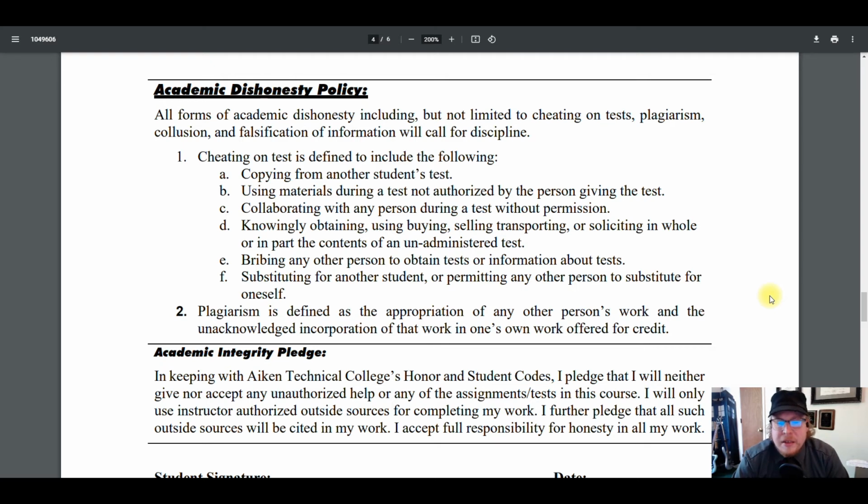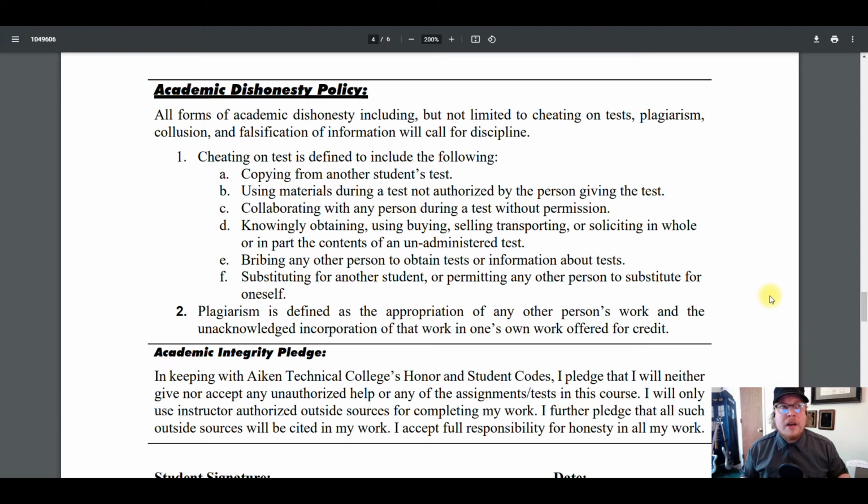Plagiarism is defined as the appropriation of any other person's work and the unacknowledged incorporation of that work in one's own work offered for credit. So what happens in plagiarism is you have quoted, alluded, or paraphrased something else without giving a citation for it. Oh, I'm talking about this. I got it from this book. I got it from this website. But you don't say that you got it from this book or this website. You just use it without attribution. It's both lying and stealing at the same time.